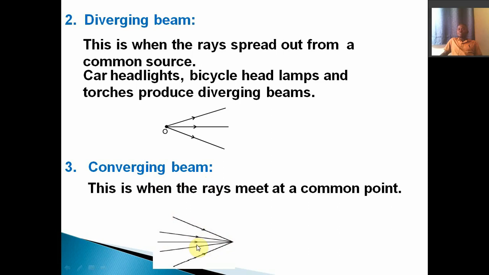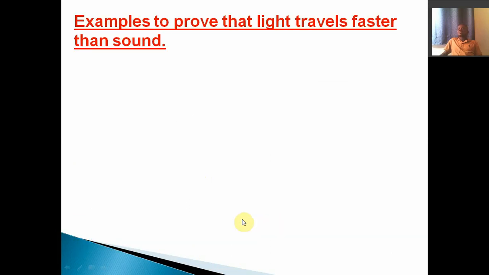So if you are told to draw a converging beam of light, draw something that looks like this. Is that okay? Okay, let's go to the next one. Let's look at examples to prove that light travels faster than sound.